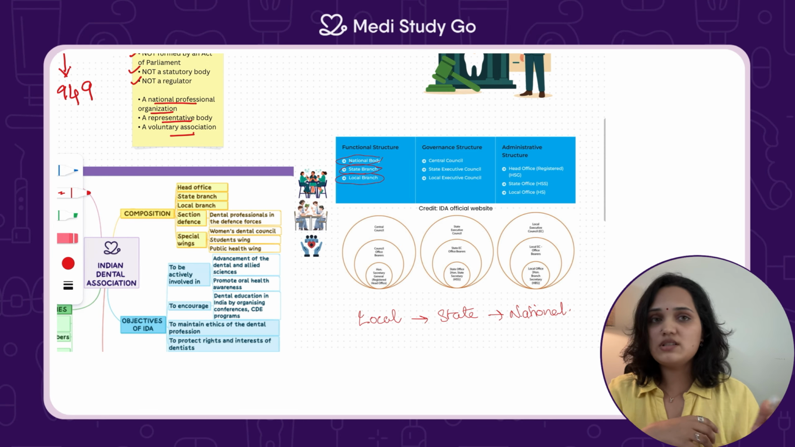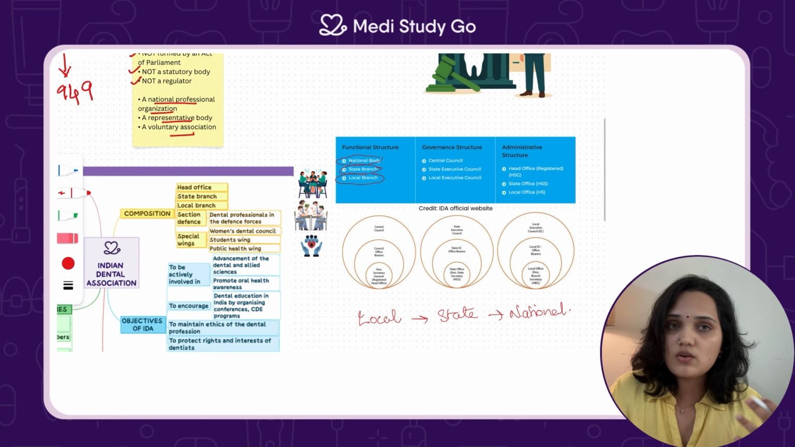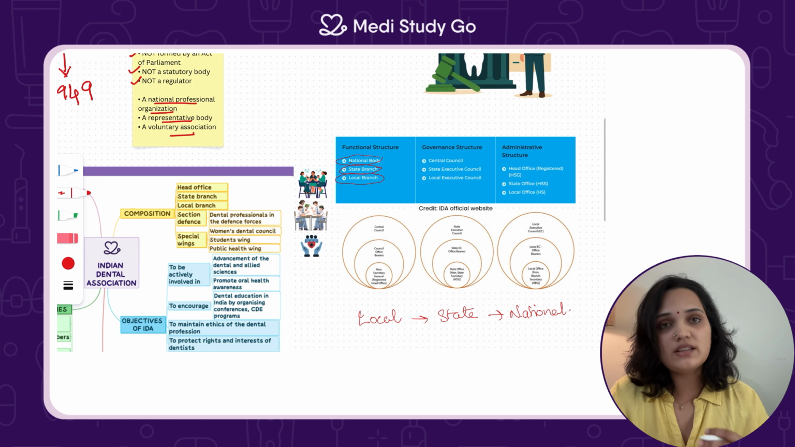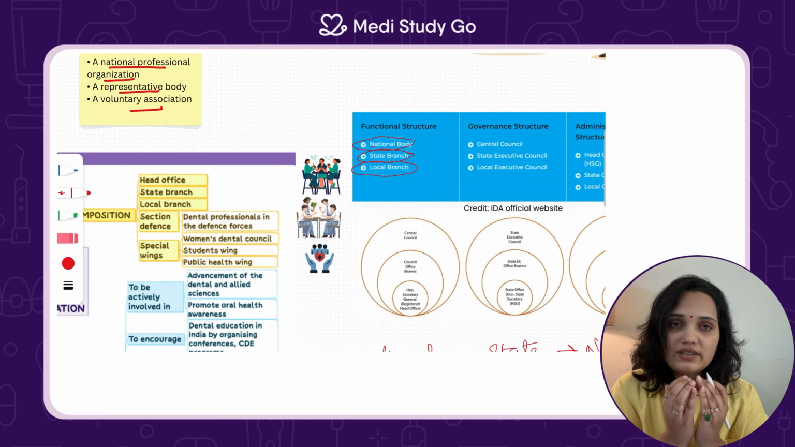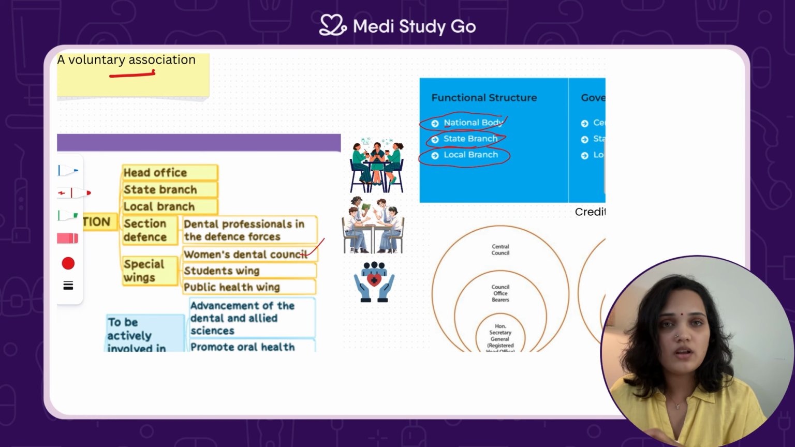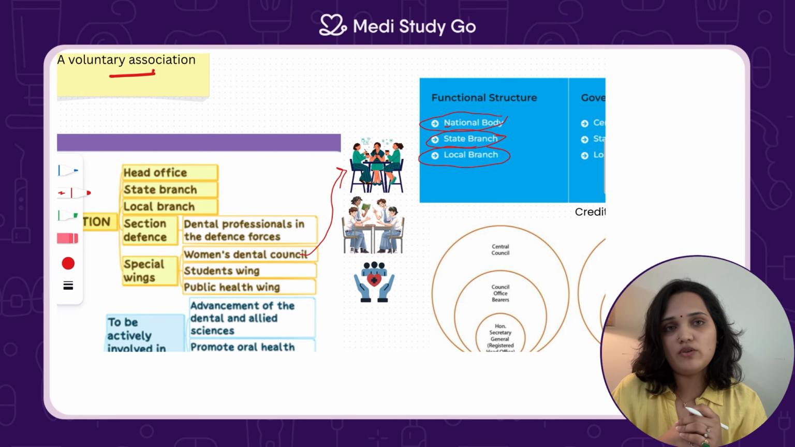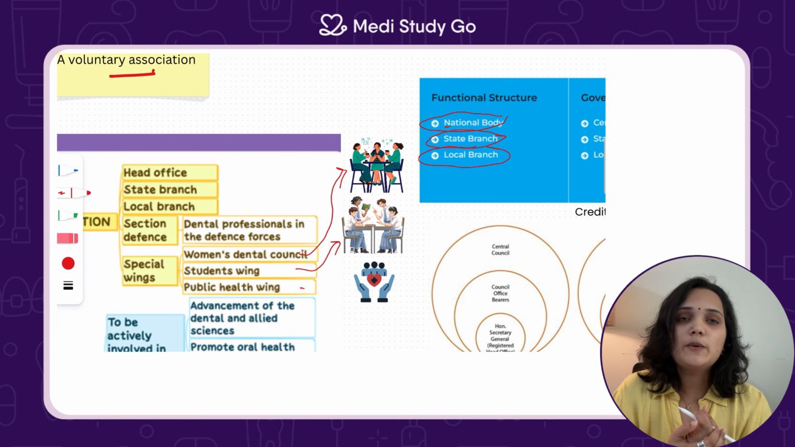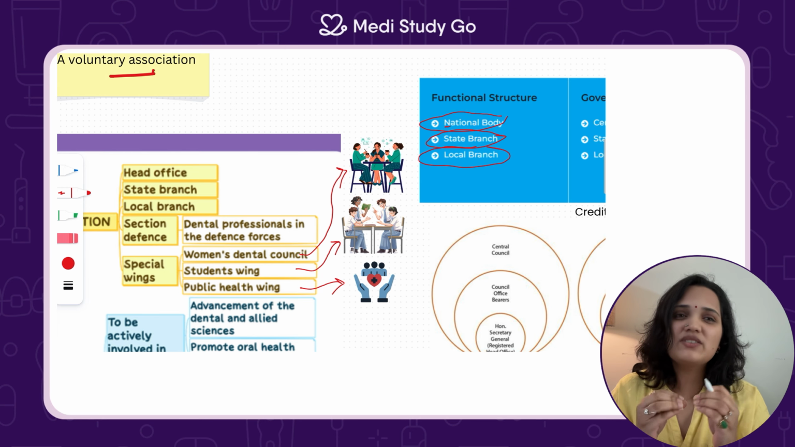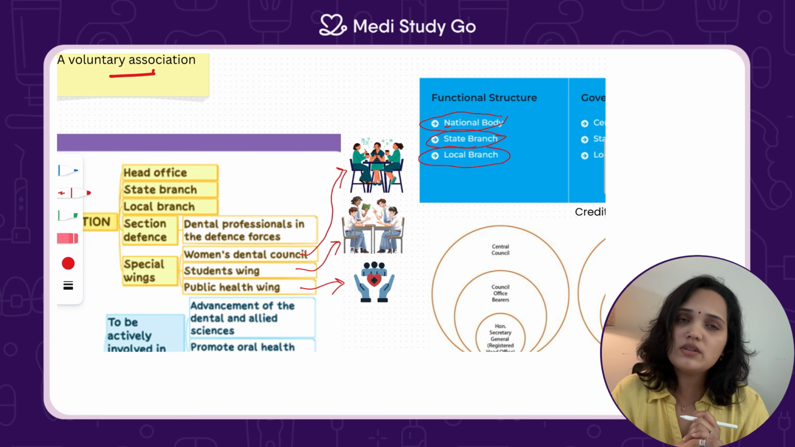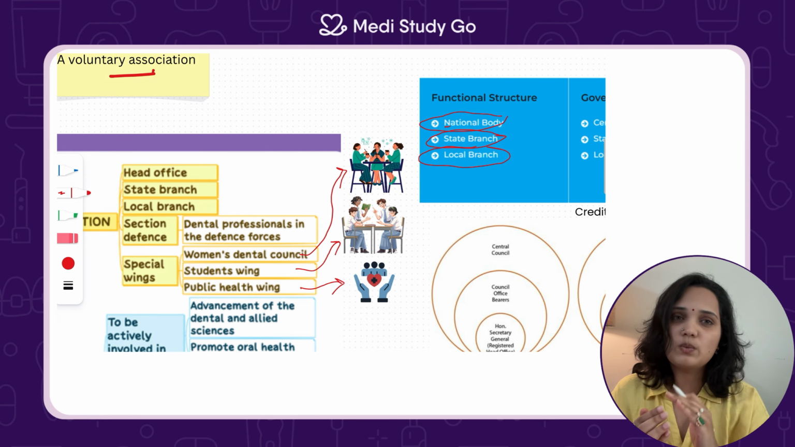You have never reversed this in the exams. There are also some special wings that make the IDA more inclusive. They have dedicated wings for women, for students, and for public health. What this does is basically it ensures that if there are any specific needs for those people, then we can focus on that through these wings.